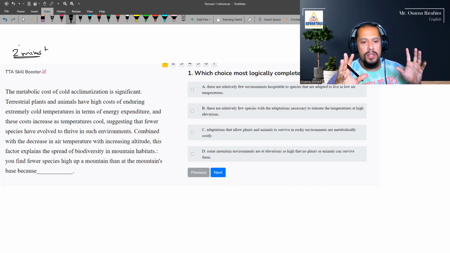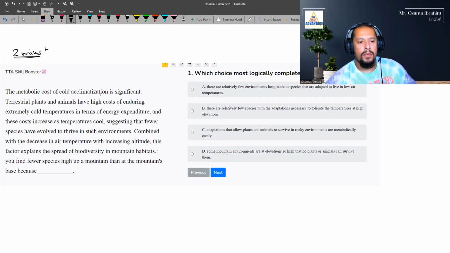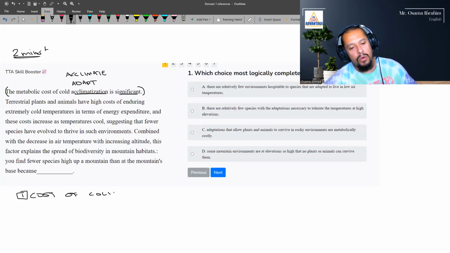Let's begin with Sama. Sama, can you read sentence number 1 for me? The metabolic cost of cold acclimatization is significant. Okay, so what does the first sentence tell us? Acclimatization means to acclimate, to get used to something, right? So the adaptation of the metabolic cost of cold is a lot. Significant. Very good job. So look at idea number 1: the cost of cold adaptation is high.